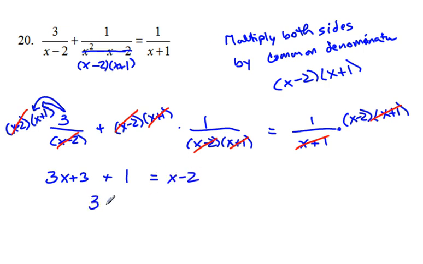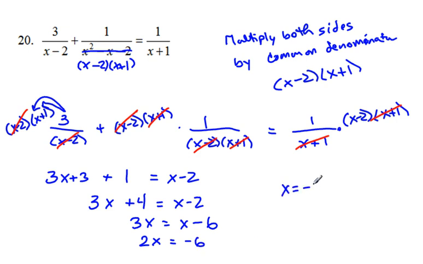And now I just solve this as a regular equation. 3x plus 4 equals x minus 2. See, I could subtract 4, so 3x equals x minus 6. I could subtract x. 2x equals negative 6. And here's my answer, x equals negative 3.